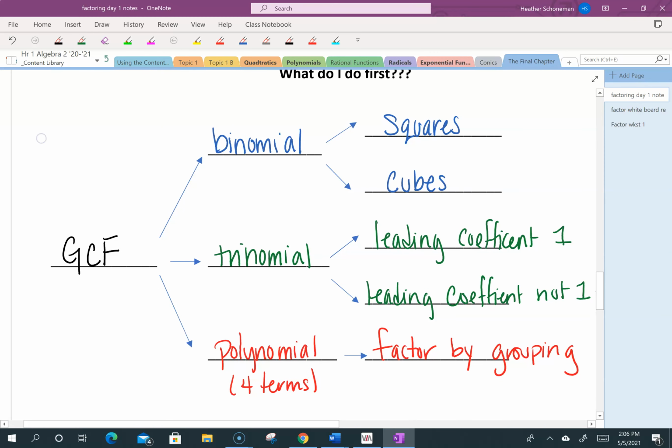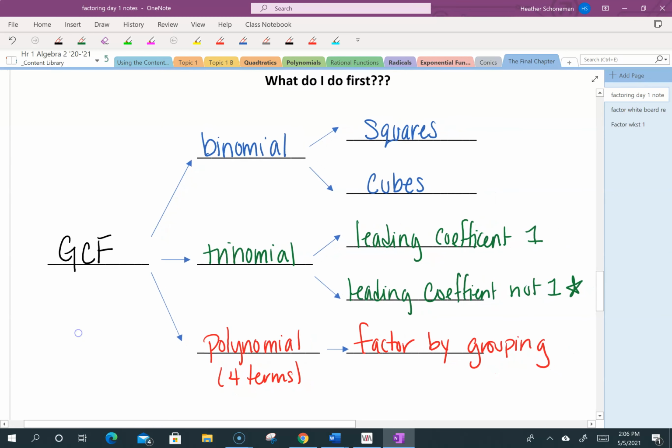So we have this little chart to read off of. I've given you this before, but I'll just show it to you again. For each problem, you're going to start by figuring out what the greatest common factor is. Sometimes it'll have one, sometimes it will not. After you look for the greatest common factor, then you have to decide if it's a binomial, a trinomial, or a polynomial. And for our cases, the polynomials are always going to be 4 terms.